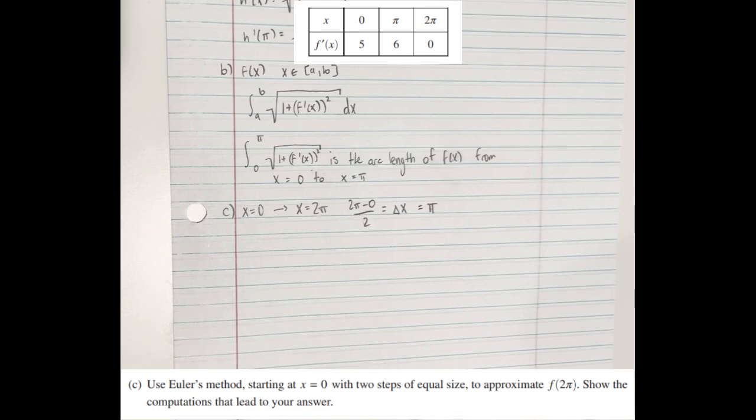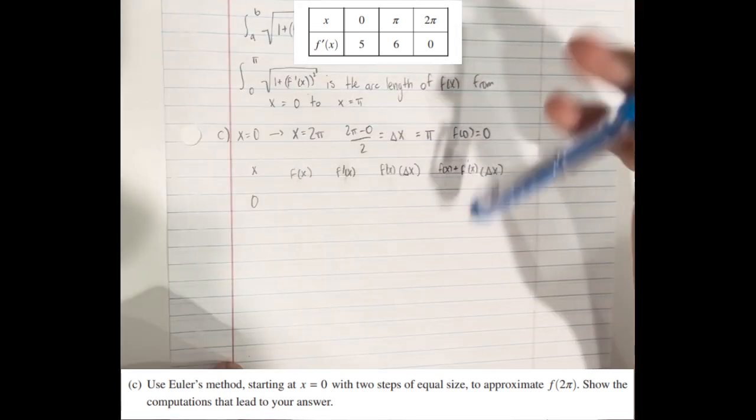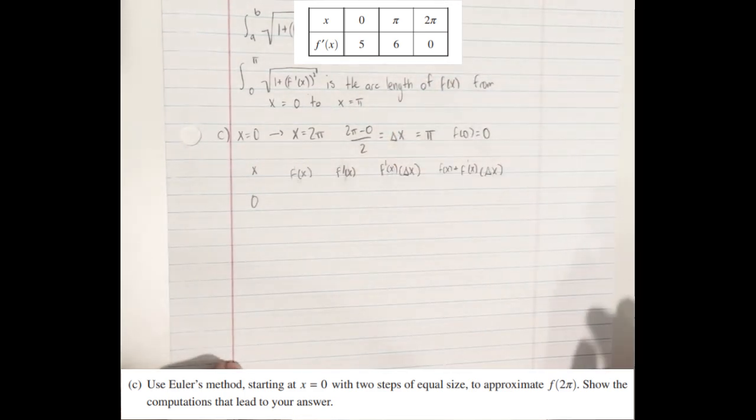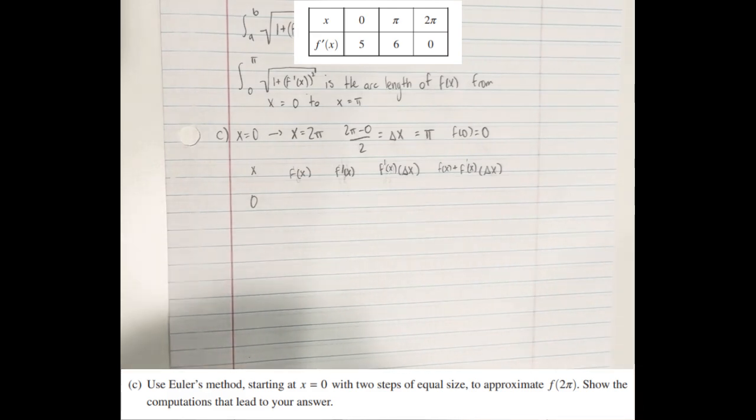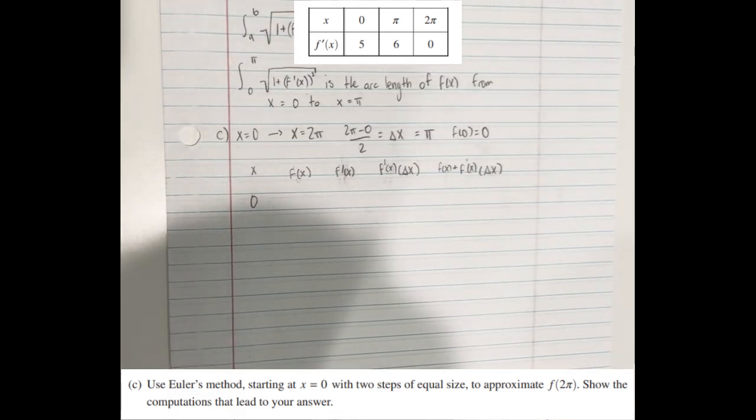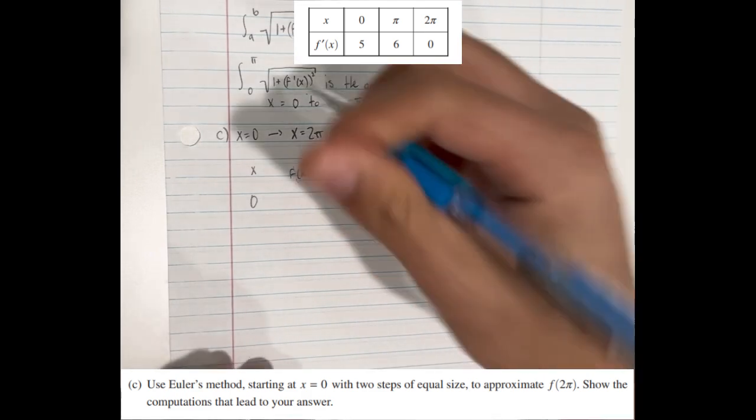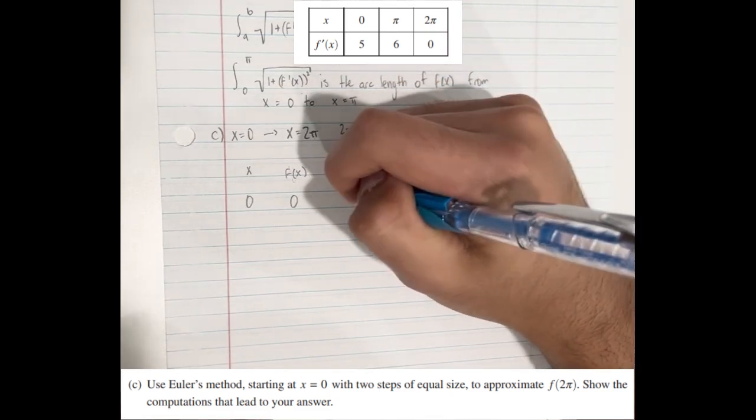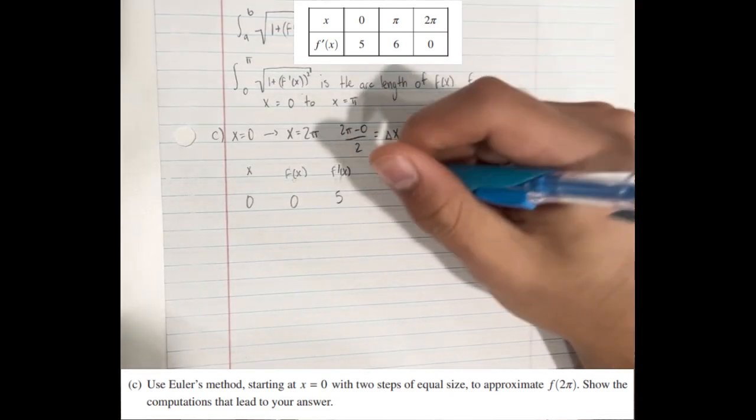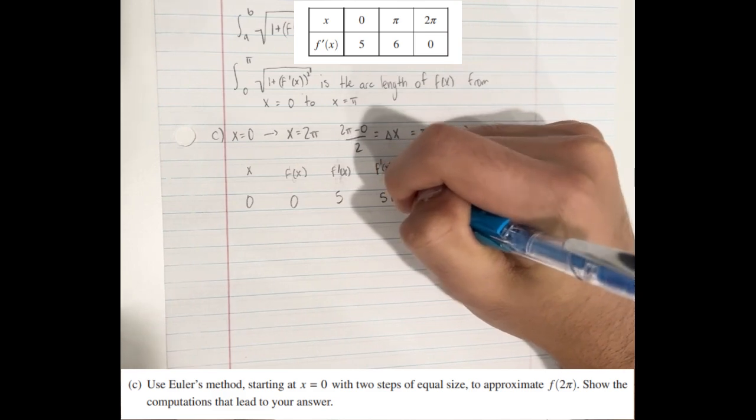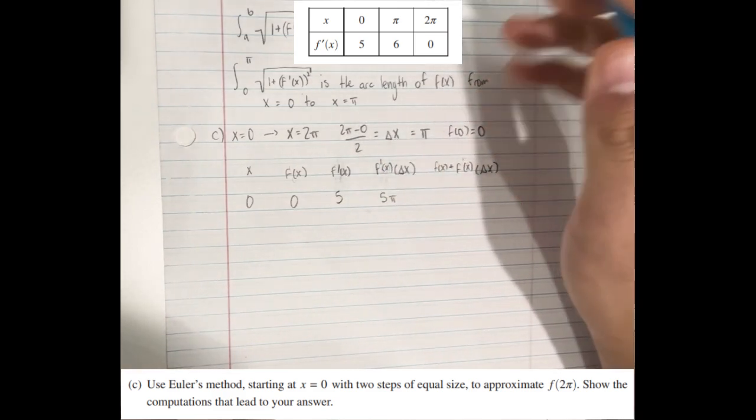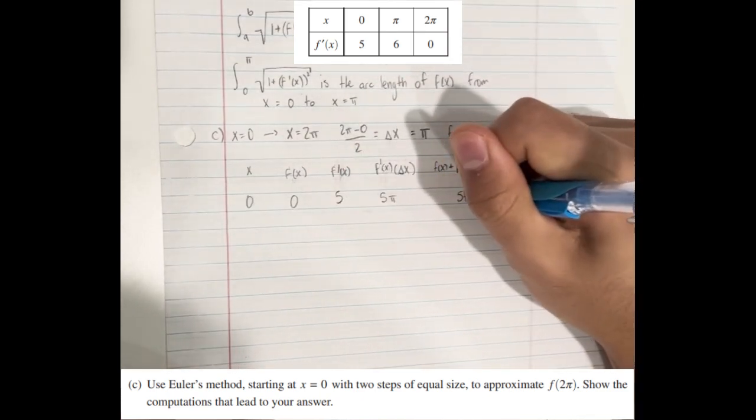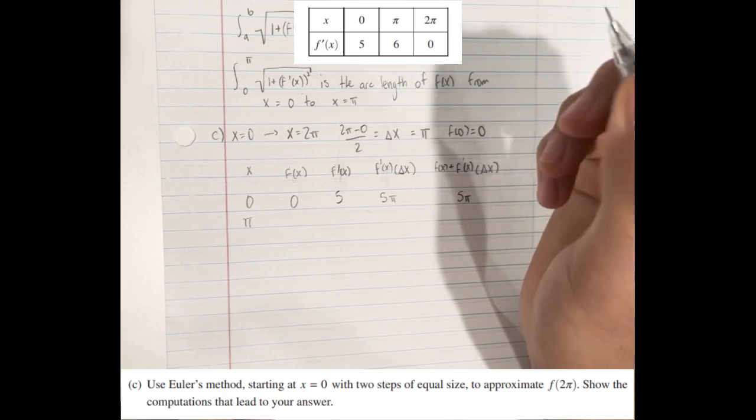So for Euler's method, we're basically going to set up a table like this. All right. F of 0 is 0. So f prime of 0 is 5. Remember that delta x is pi, so f prime of x times delta x is 5 pi. And f of x plus this is 5 pi. So we increment the x by delta x.